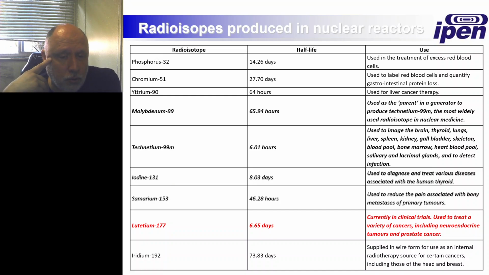You can use it both for diagnosis and treatment of thyroid issues, right? You have samarium-153, which is what we produced most in recent years, used to reduce the pain associated with metastasis in bones, right?